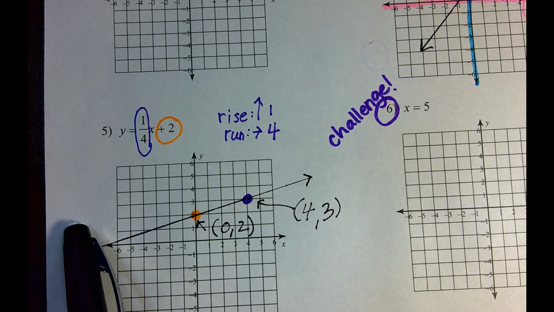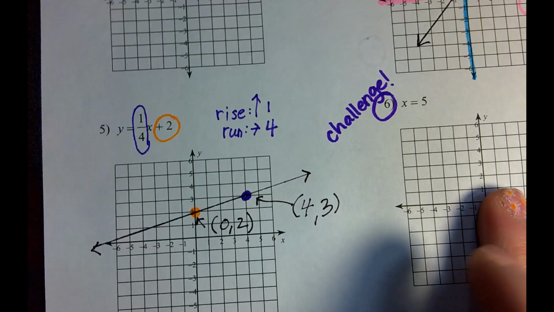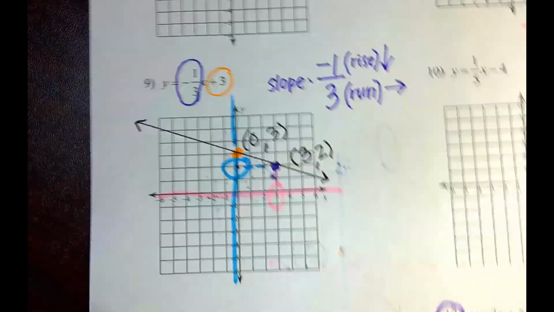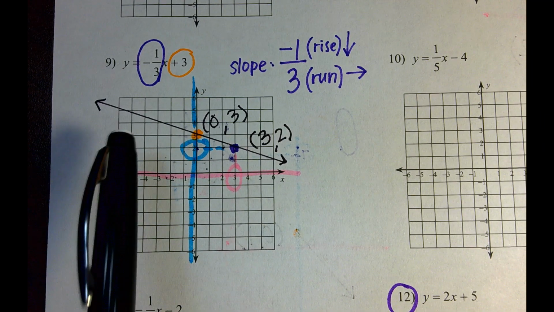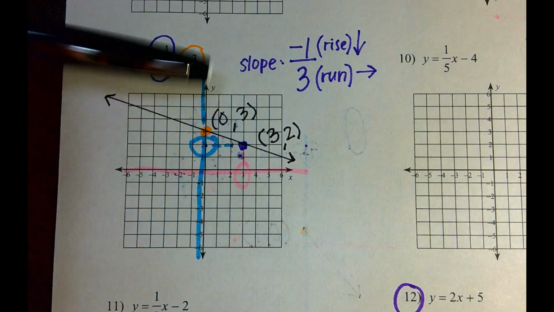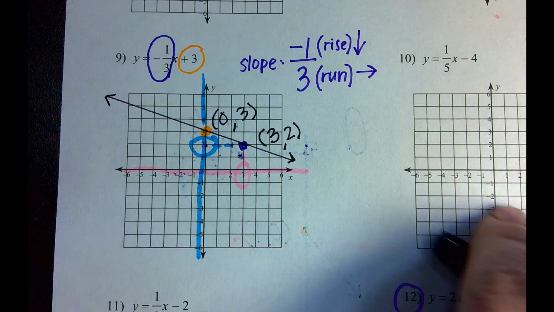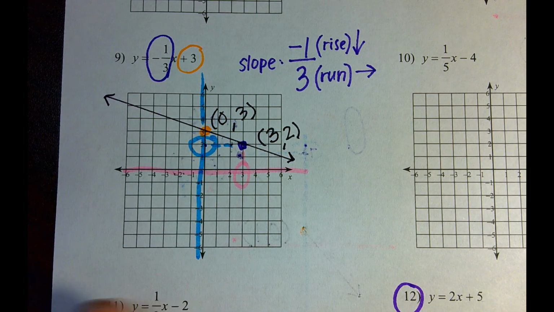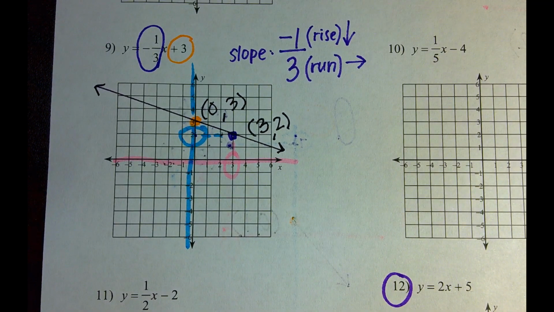Positive slope on number 5, it's going uphill. But as soon as we get to number 9 here, and we have a negative slope, it's going to be going downhill. So it's a good thing to remember that if you have a negative slope, your line better be going down. That way you can check and make sure you graphed it correctly.